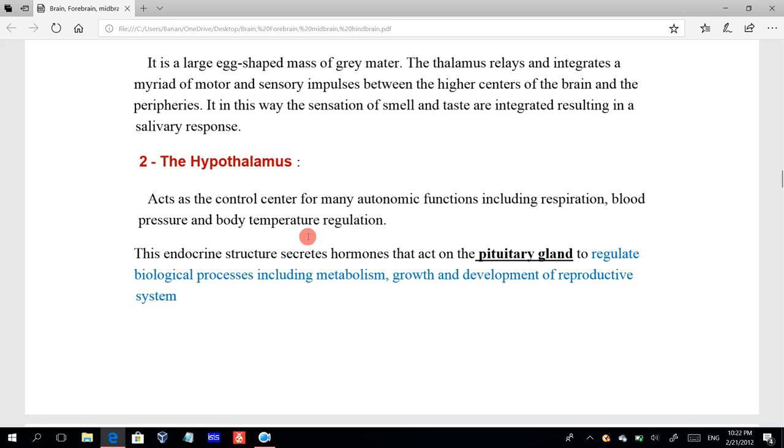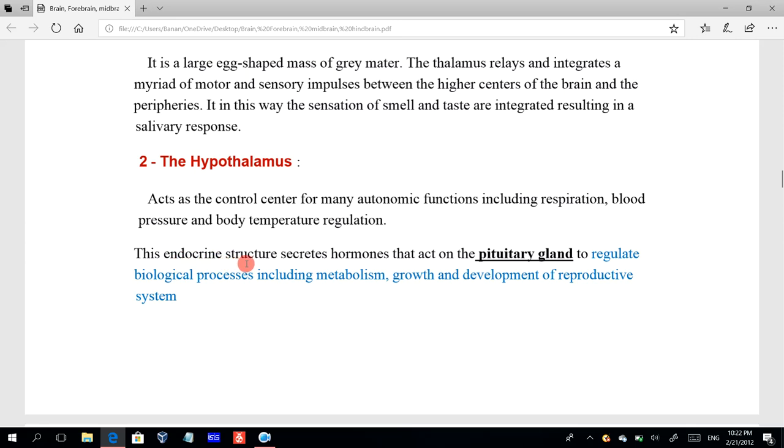This autonomic functions. This endocrine structure secretes hormones. طبعا this hypothalamus يعتبر محسوب على الاندوكراين ستراكشرز. ليش؟ لأنه يعطينا هرمونز. وذكرنا احنا الاندوكراين ستراكشرز، اندوكراين جلاندز، it gives hormones, secrete hormones to the blood immediately.